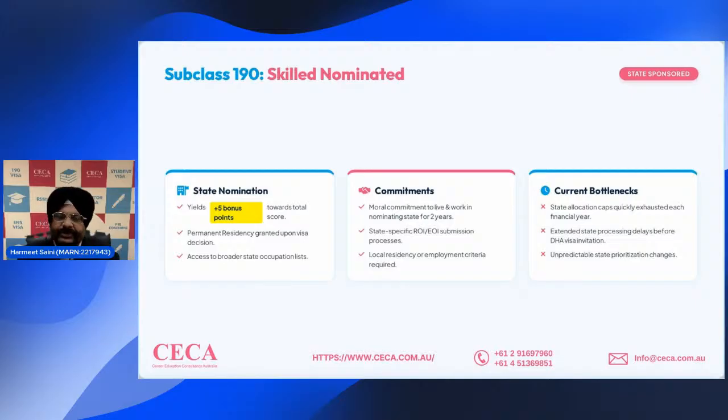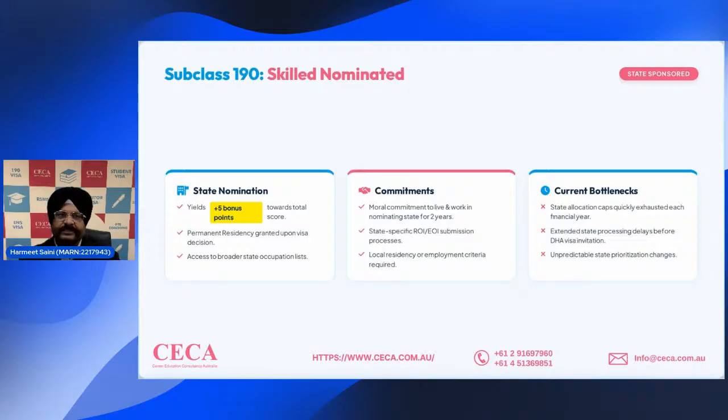And each state has its own local residency and employment criteria, which have to be fulfilled to get nominated by the state and get the invitation for these visa subclasses. The other limitation is the state allocation cap, meaning the seats allocated across various states. These allocation caps are quickly exhausted each financial year.